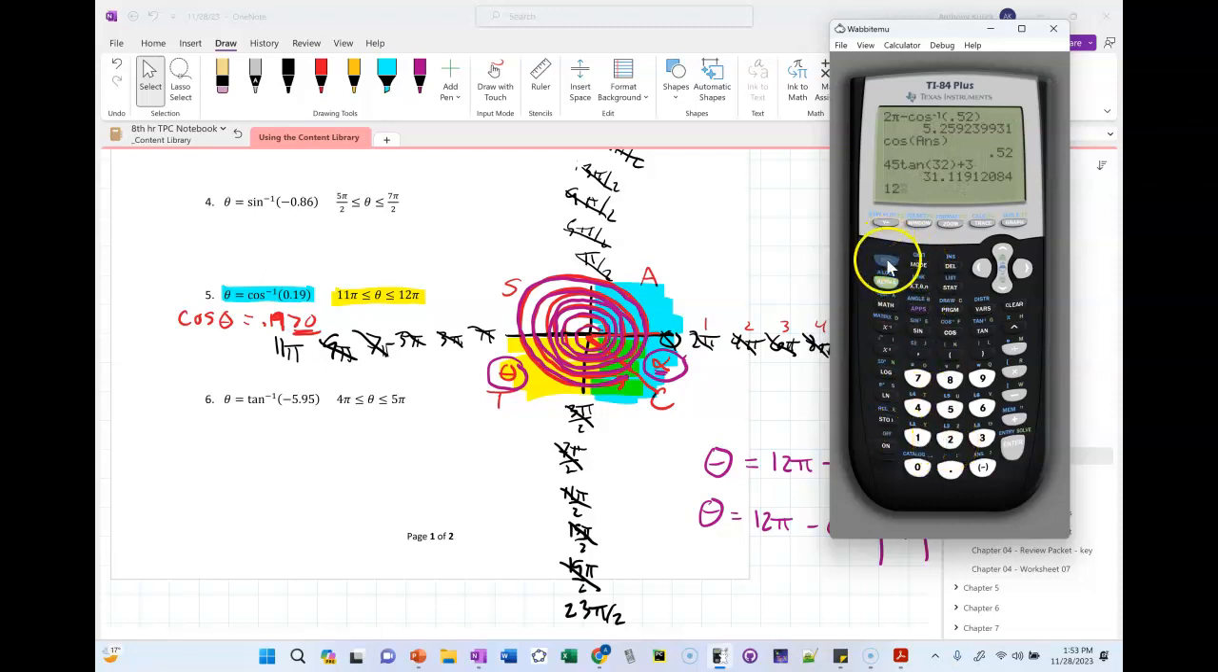So now I'm going to do 12 pi minus cosine inverse 0.19. Mr. Kulik, you didn't type in the absolute value symbols. I know, but I did in my head. The absolute value of 0.19 is just 0.19 because it's already positive. It's okay. I'll press enter. So there's my answer, 36.32.